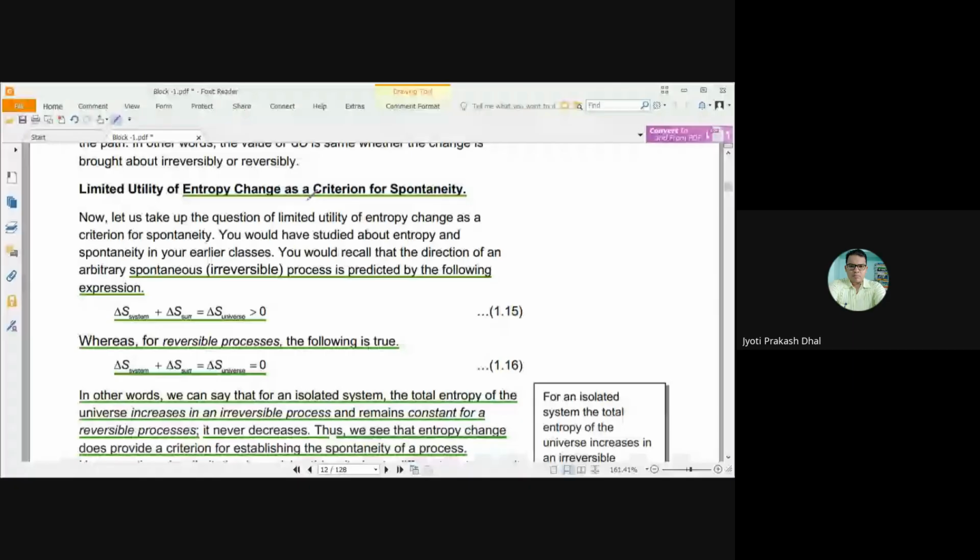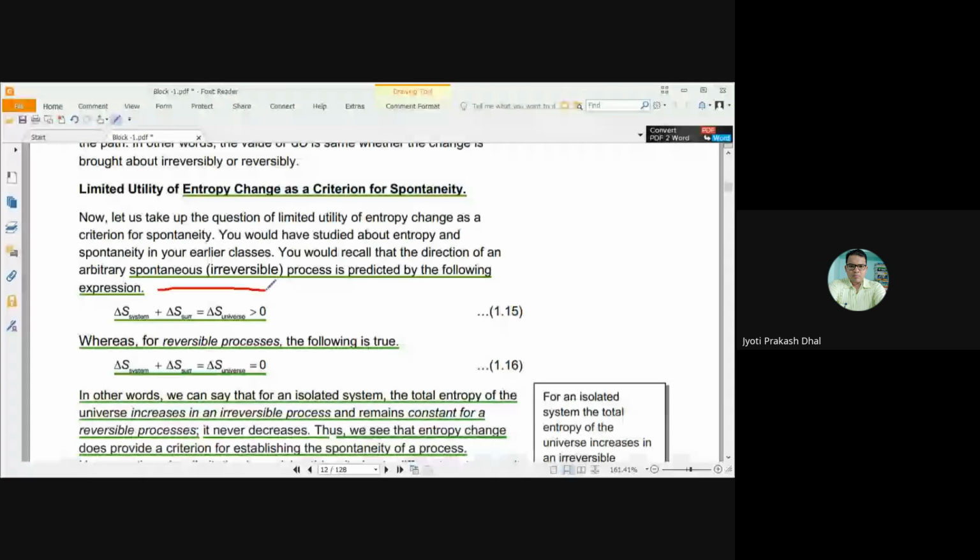Now coming to entropy change, that is a criterion of spontaneity, because we have already discussed that a spontaneous process is a process that will take place automatically without the aid of any external help. That is called a spontaneous process. And a non-spontaneous process is a process that is carried out with the support of continuous external help. If we remove the external help, then the process will stop. That is known as a non-spontaneous process. But here we are discussing the spontaneous or irreversible process, because all spontaneous processes are irreversible.